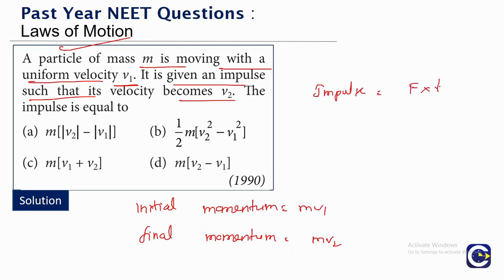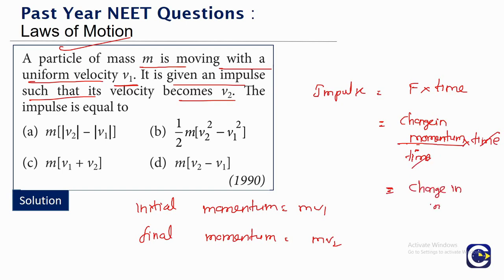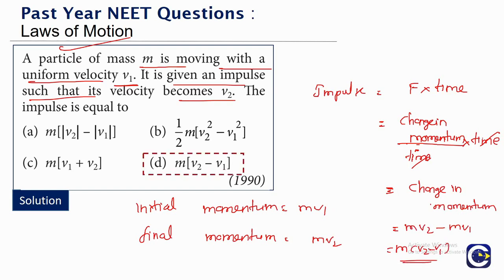Impulse will be equal to force multiplied by the time for which the force is acting. Force is change in momentum by the time taken, into time. Time gets cancelled. So impulse can be measured simply as the change in momentum, that's it. Which means change in momentum is final momentum m into v2 minus initial momentum m into v1, which is m into (v2 minus v1). Option D is the answer. It's a straight question based on the definition of impulse.